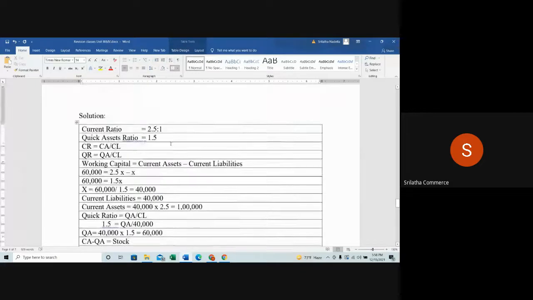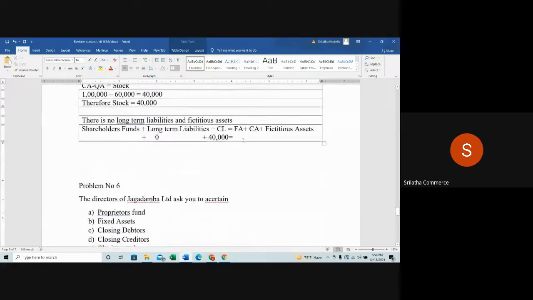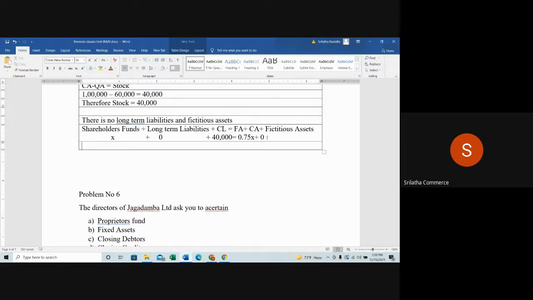But what he had given in the ratio, see here, proprietary ratio, fixed assets by proprietor funds. Means if your fixed assets are 0.75x, your shareholders funds will be x, plus fictitious assets he says 0. So with this equation we are going to find out. Is it clear for you all? If there are no long-term liabilities and fictitious assets, we have to use this formula.